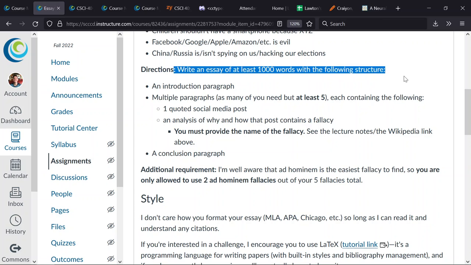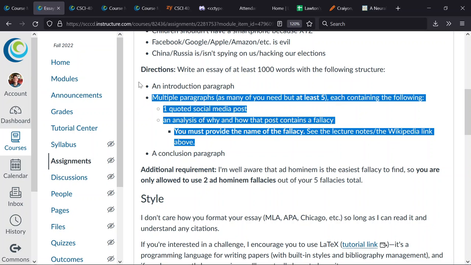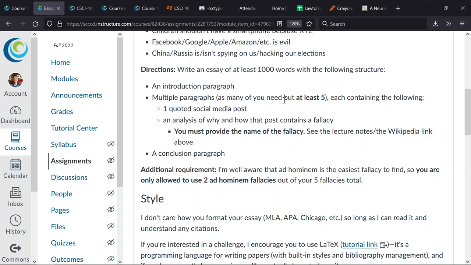Write an essay of at least 1,000 words with this structure. You got to have an introduction and conclusion as you would normally. But here's how I want you to format the body of your essay. So a bunch of paragraphs, at least 5, right? Because I want you to find 5 fallacies total. And I want you to do this.